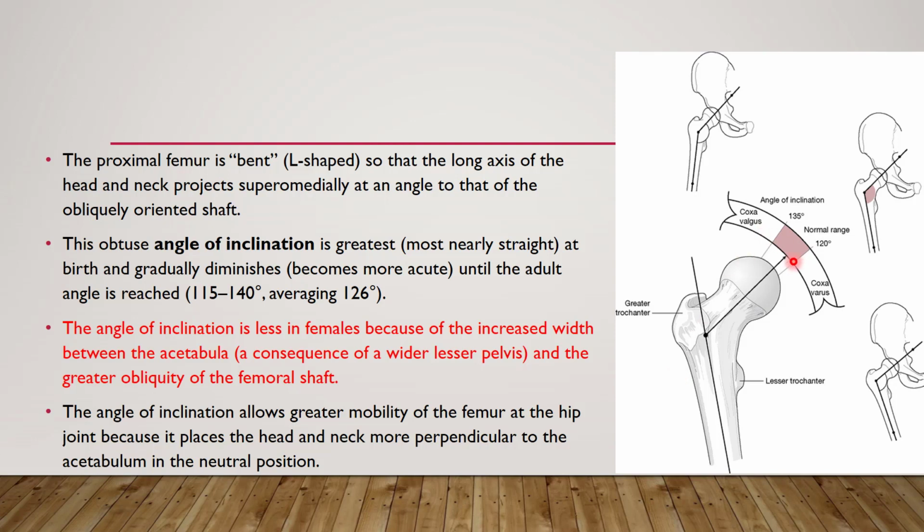Sometimes what happens, the angle of inclination decreases, so this condition is called as coxa varus, and if this angle increases, it is called as coxa valgus. Coxa valgus. So remember these two terms also, coxa varus and coxa valgus.